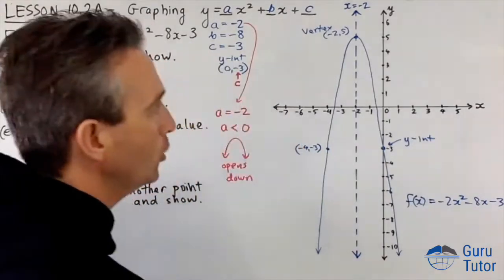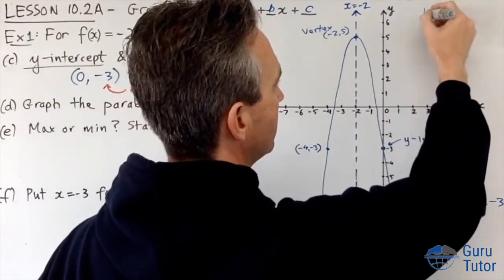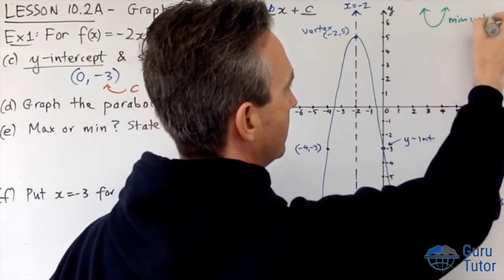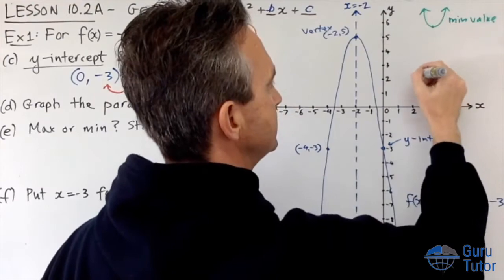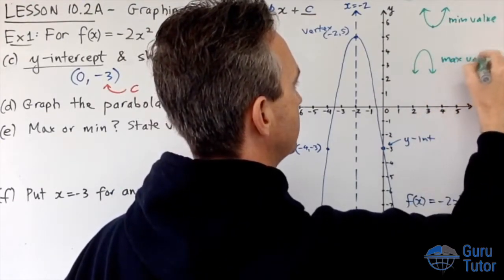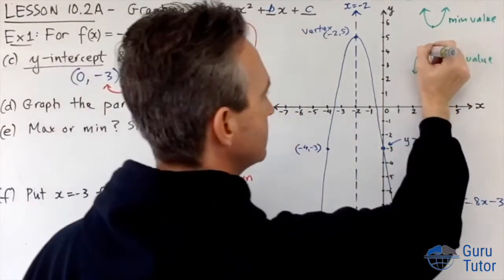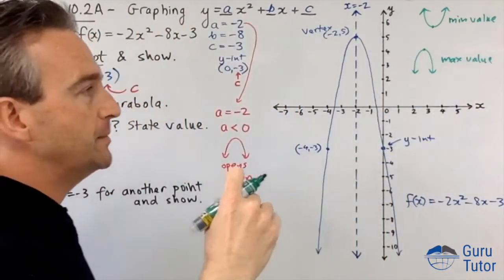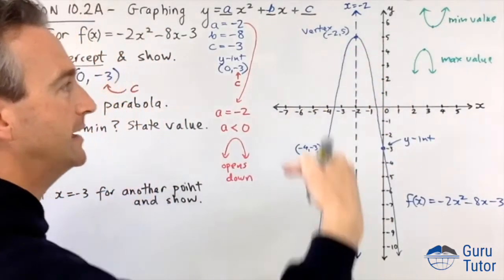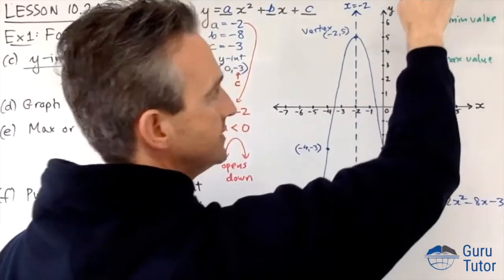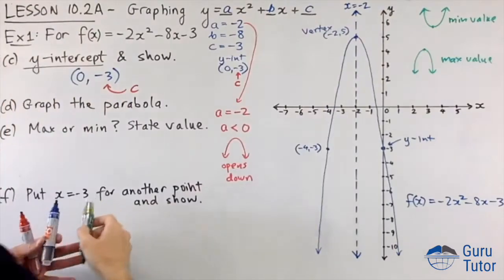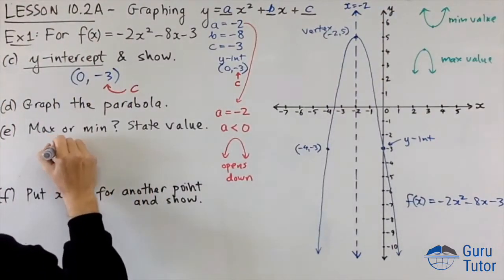So if a parabola opens up, then it has a minimum value, which happens there. If it opens down, then it has a maximum value. Make sure you understand which is which. If it goes down forever, it doesn't have a minimum, it has a maximum. If it goes up forever, it doesn't have a maximum, it has a minimum. So here we're going to have a maximum value. Let's just say max value.